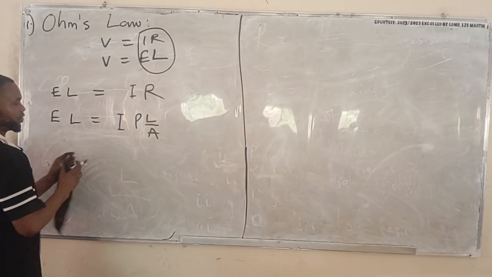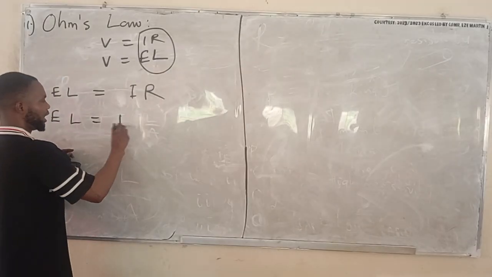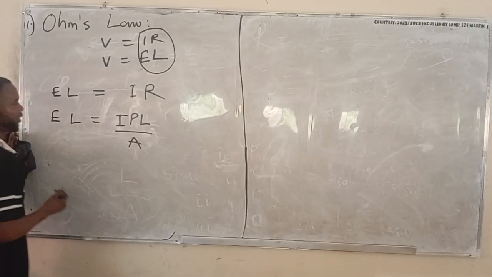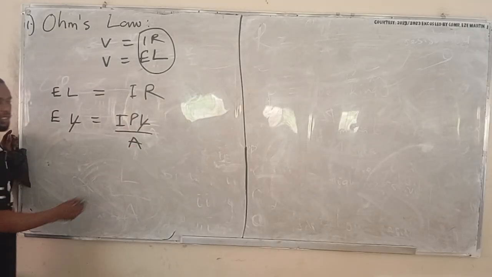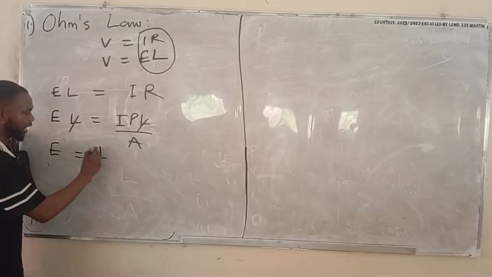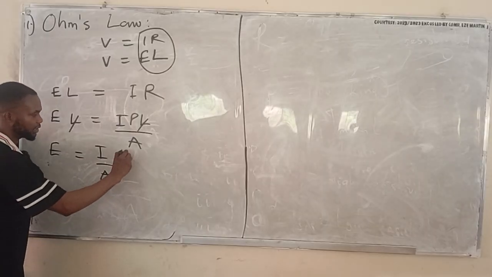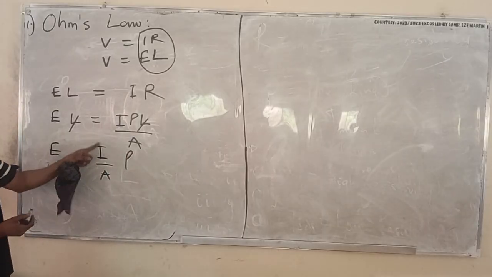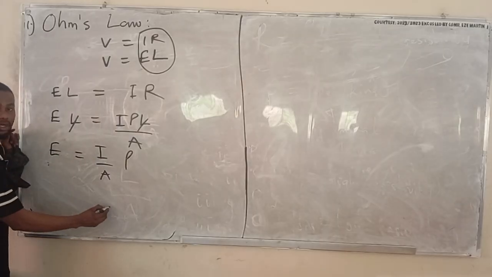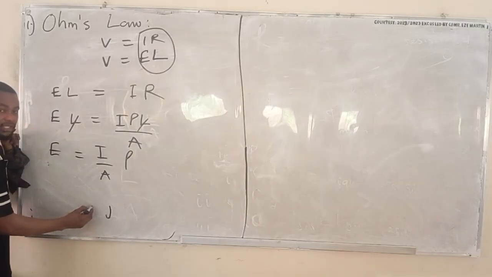Now you go. Which is the same thing as saying I times resistivity times L over H. This will cancel this. Now notice something: E will now be equal to I over A times resistivity. Did you remember we once came across I over A? Yes. Current over area is what? Density. Is it charge or current?